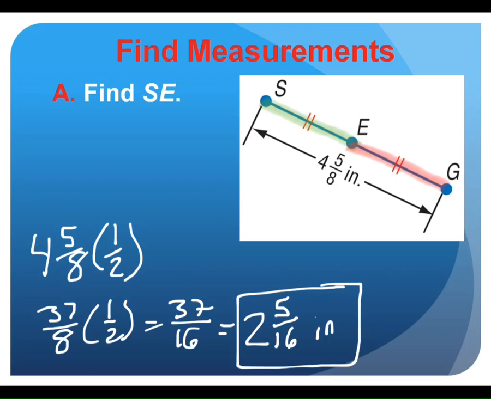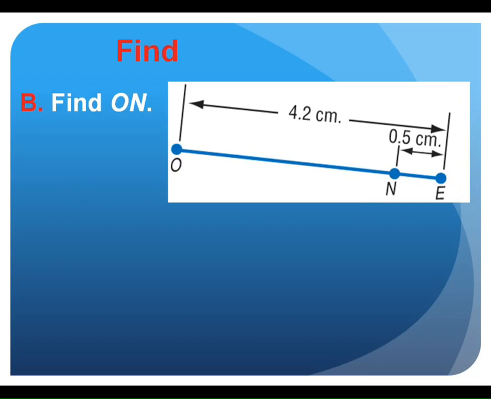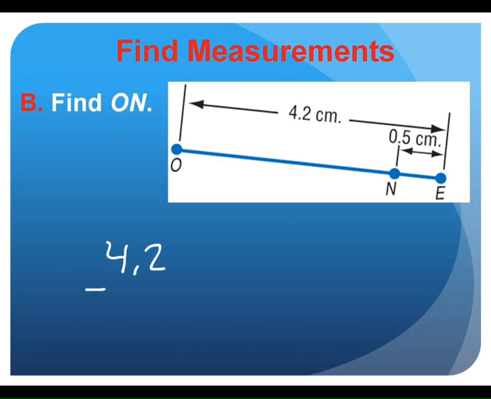So that tested to see that you know what those tick marks mean. Those tick marks mean those pieces are congruent. They are the same measure. Okay? We're going to look at one more before we put up today. I want you to find ON yourself here. Last one today. So the whole thing is 4.2. From N to E is 0.5. So ON is whatever that is subtracted.